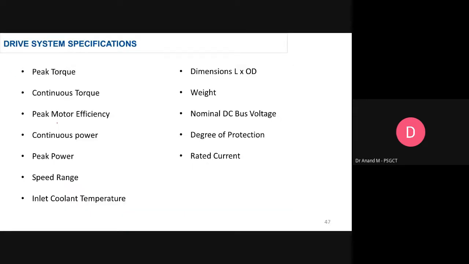The peak torque, the continuous torque, your peak motor efficiency, your peak power, the coolant temperature available in the drive, the D&L constraint, your weight, your DC bus voltage, and at last your degree of protection.